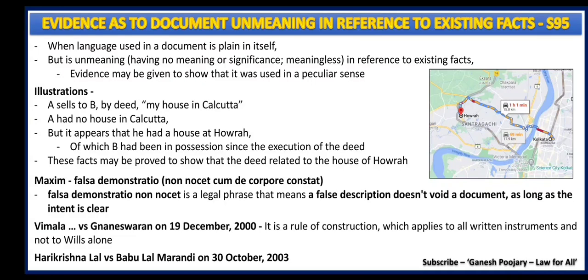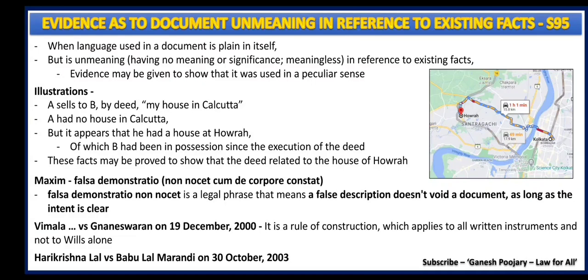The court will allow additional evidence to be given because on the face of the document, it doesn't look ambiguous, but when the actual terms are tried to be implemented there are certain difficulties. By showing additional evidence, A can prove that his meaning of Kolkata was intended to be Howrah.